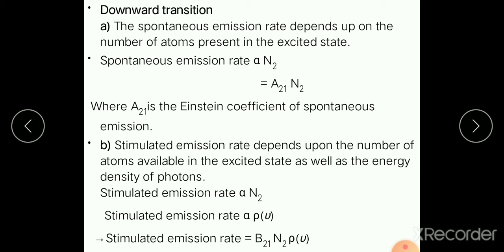And in another way, the stimulated emission. The stimulated emission rate depends upon the number of atoms available in the excited state as well as the energy density of photons. Hence the stimulated emission rate is directly proportional to N2 and also directly proportional to rho of nu. Stimulated emission rate is equal to B21 N2 rho of nu, where B21 is the Einstein coefficient of stimulated emission.